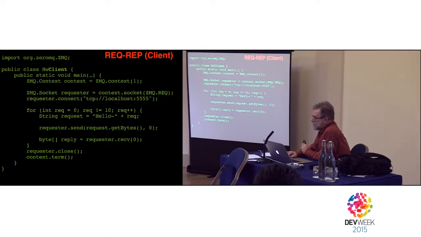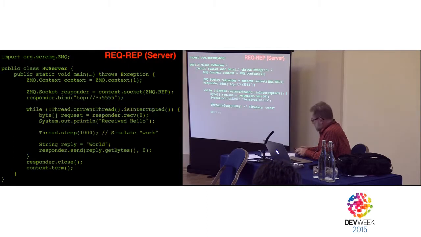The other side of this, serving a request, is equally simple and structured in almost an identical way. I create a context. I get a socket. In this case, it's a reply socket. Now, on this side, I'm binding. On the client side, I can have multiple clients hooked up to my server. So the clients connect. There's a single server that's going to be handling multiple requests. So it binds. Everybody has to know the server's address.